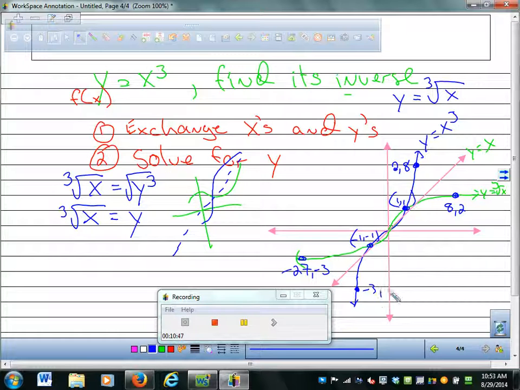Negative 3, negative 27. See the way that works? So if you know points on the original function, all you do is flip them around and you'll find points on the inverse. Okay? So you just, like that, just flip them. Easy? Yeah? All right. So switch places to the x and y. Let's talk about that. The only problem with function is not all functions have an inverse.